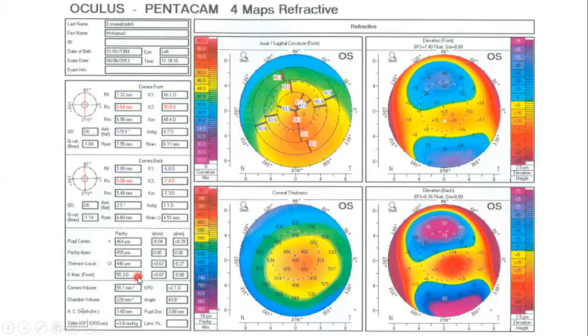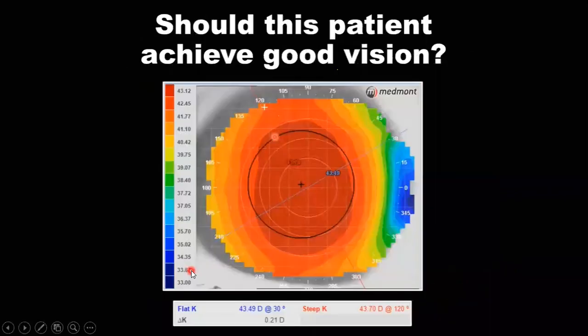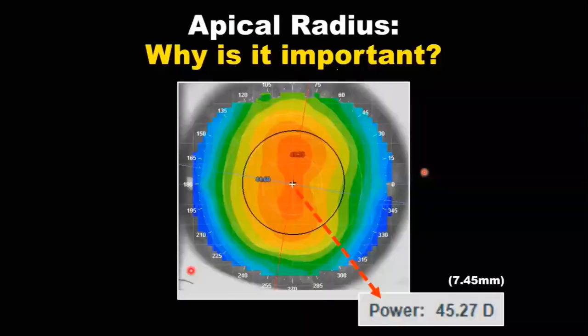So when a keratoconus patient comes and wants to know whether his condition is stable or not stable, you can just look at this point, and if it is changing more than 0.5 diopter, then you can say that the condition is progressing. So that's how apical radius becomes important.